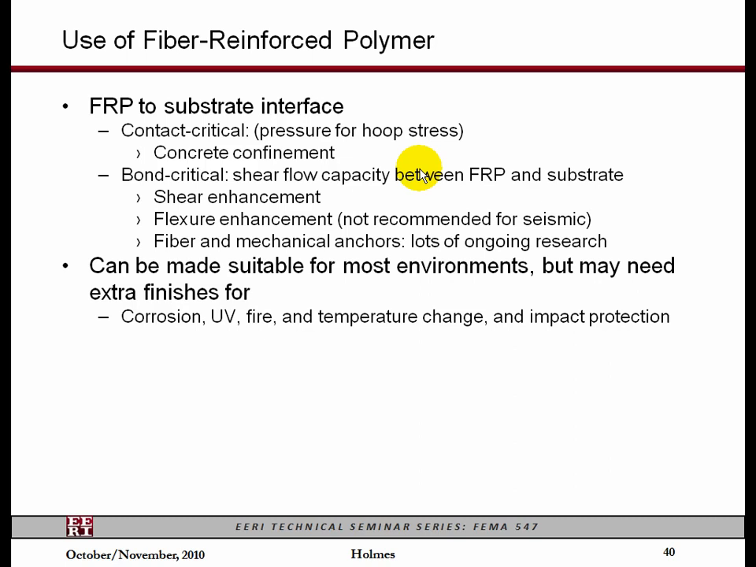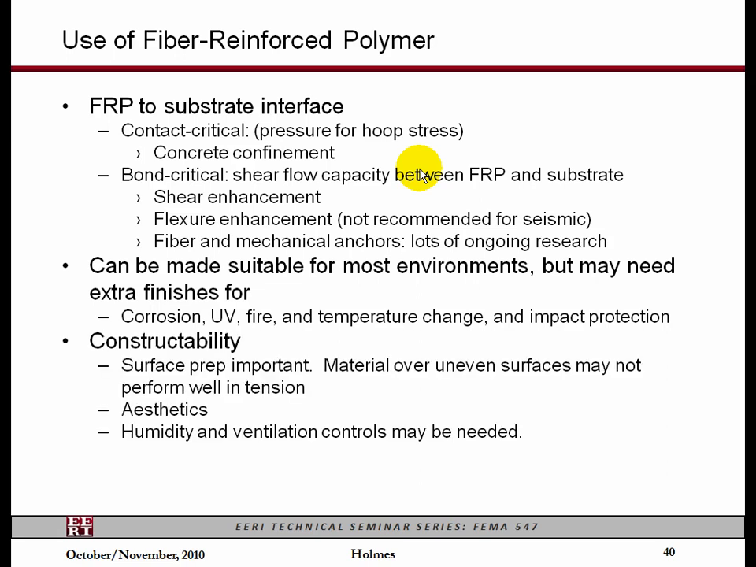You can make it suitable for most environments. However, there are issues. It is susceptible to corrosion and sunlight and fire, temperature changes. So you have to recognize how you're going to use it. If, for example, you're going to put it on the outside of the building, you actually have to cover it so that it doesn't get UV. And if there is a fire in your building with this material, you're probably going to have to replace it unless you try to protect it, fire-proof it.